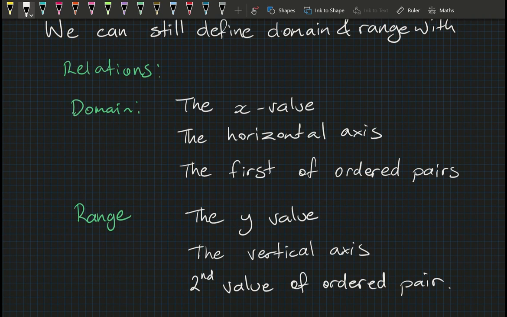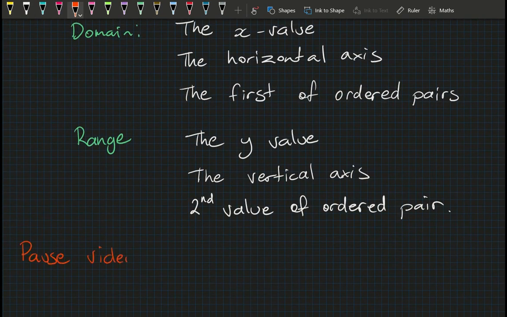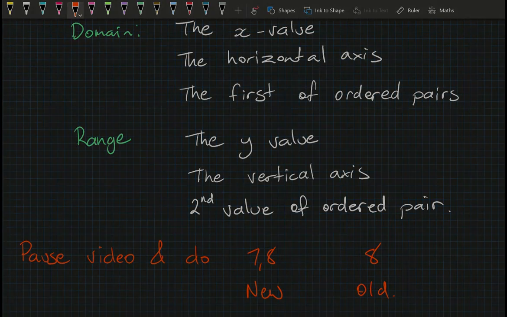Alright, let's get on and do that example. So pause your video and do questions 7 and 8 in the new book, or question 8 in the old book. And then when you come back, we'll be able to summarize this lesson.